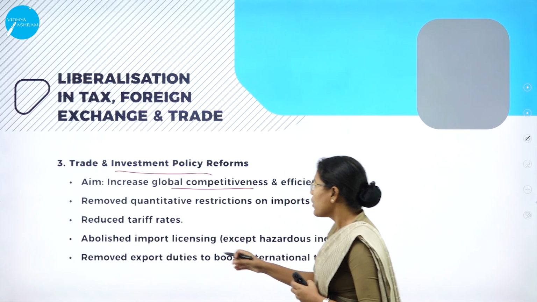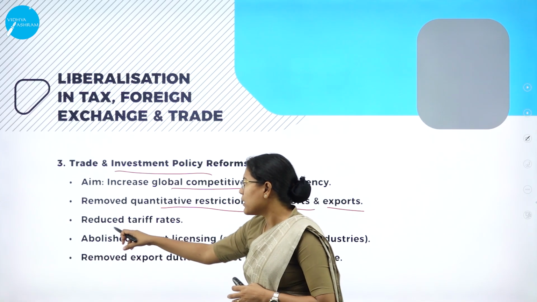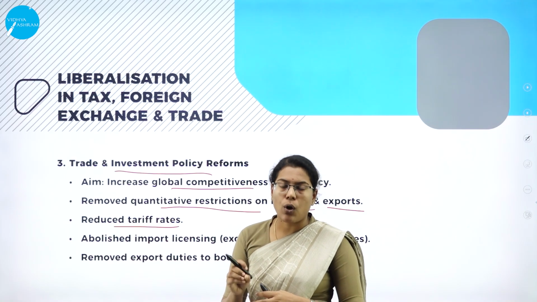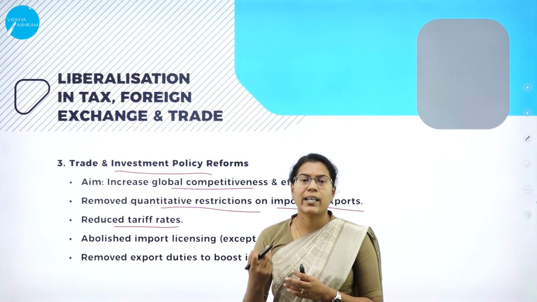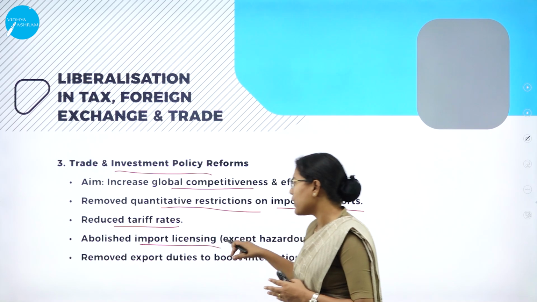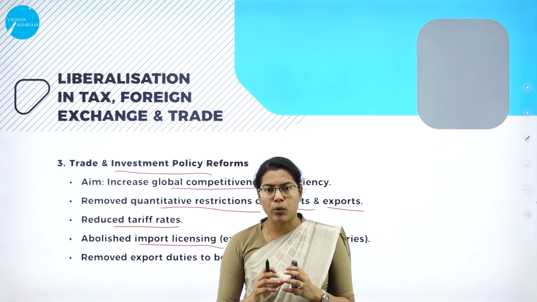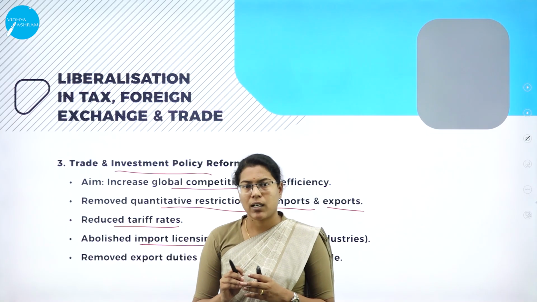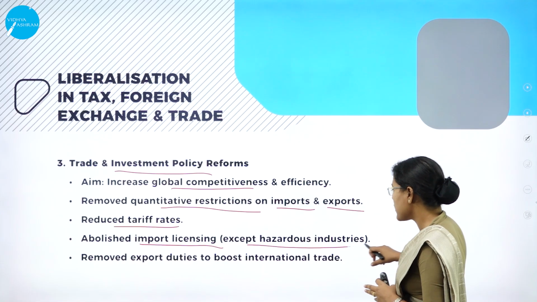So India removed quantitative restrictions on imports and exports. It also reduced the tariff rates. Tariff here means the tax that is put on the imports that are made. So tariff rates were reduced to encourage more and more imports, exports and international trading activities. And it also abolished import licensing. That means if companies in India wanted to import some products from abroad, they were supposed to get a license from the government, and it abolished import licensing except for hazardous industries.